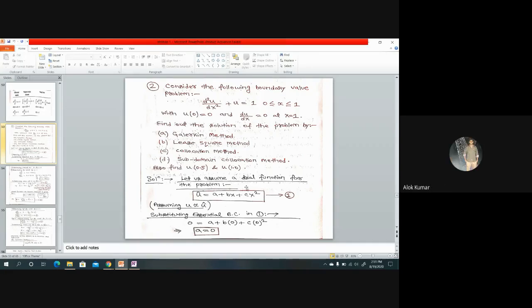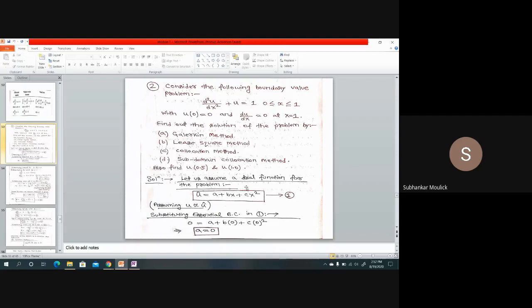Yes, sir. Okay. So in order to solve this problem by any of these four methods, firstly I have to find out the trial solution or the trial function or the approximate solution. Fine. So how to choose the approximate solution? You have two options. Either you can go for polynomial functions or trigonometric functions, but trigonometric functions are a little bit difficult to integrate, so let us go for polynomial functions.